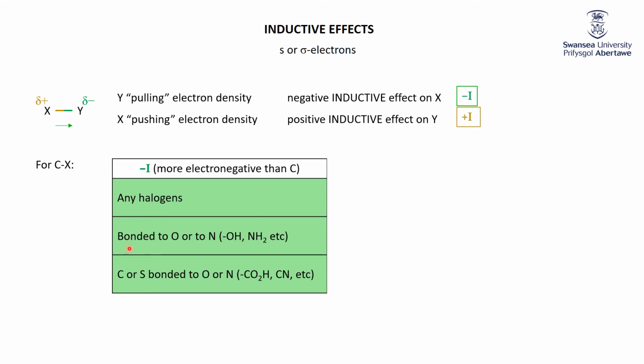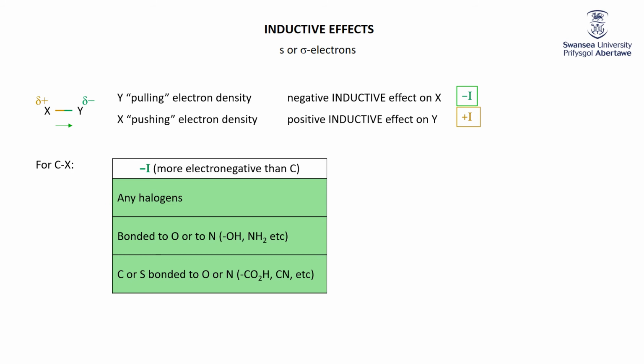So all of these things that are more electronegative than carbon have a negative inductive effect on the carbon. They're pulling electrons away from it. So if we have one of these groups attached to a benzene ring, which is of course what we're mainly interested in right now, any of these groups bonded to a benzene ring will have a negative inductive effect on the benzene ring. They'll be trying to suck electron density away.